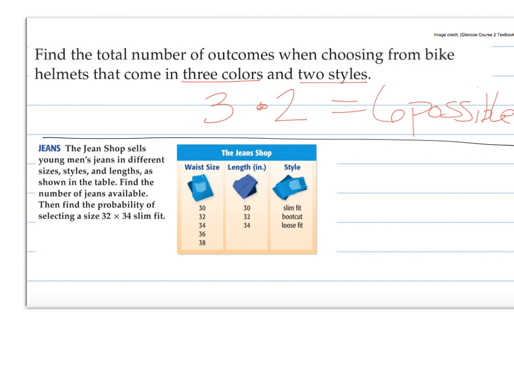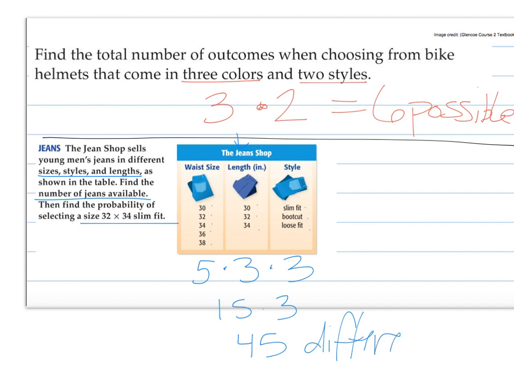Last one, for jeans. The jeans shop is selling young men's jeans in different sizes, styles, and lengths, and that's shown here in this image. We want to find the number of jeans available, the sample space, and then find the probability of selecting 32, 34 slim fit. So we notice waist size, this is one event. We have 1, 2, 3, 4, 5 times 1, 2, 3 in length, and then 3 different styles. So this fundamental counting principle is going to be easier when there are more events, because you realize we're really doing 15 times 3, which is 45 different options for jeans. And that would be a really messy tree diagram.